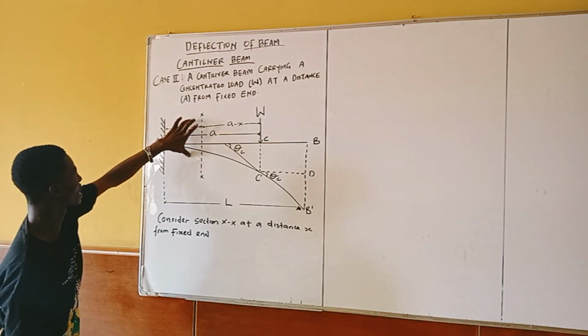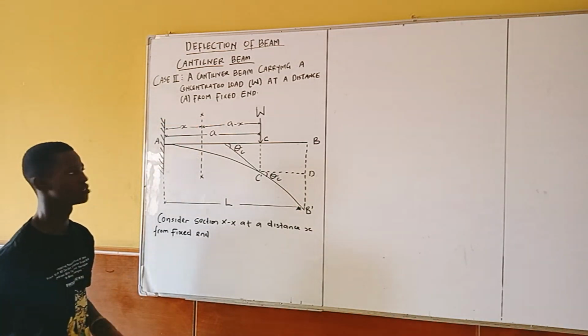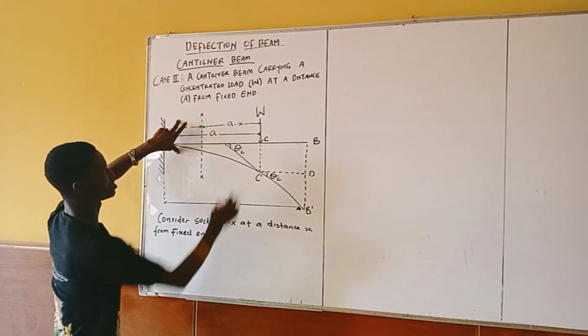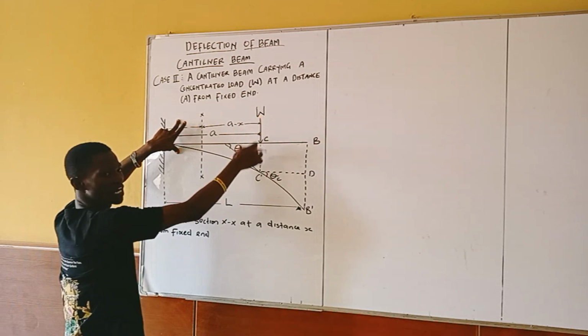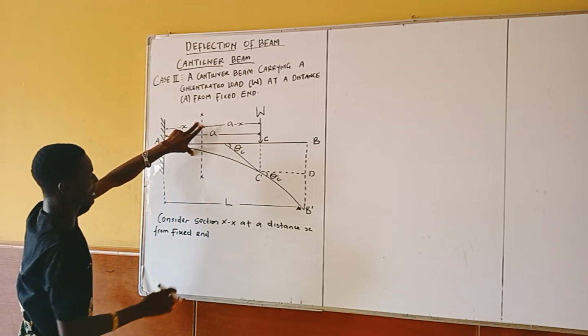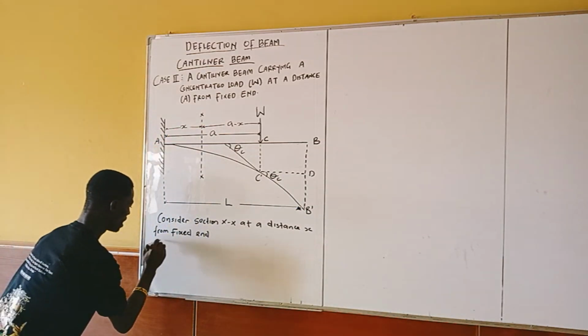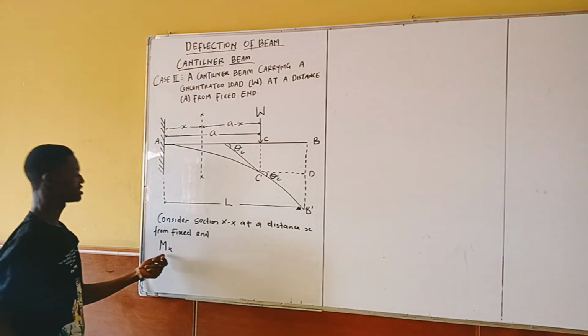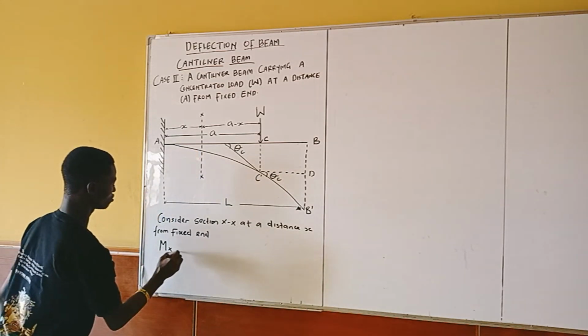At this fixed end part, there is no force here. So the force that is placed on this beam is W, which is acting at point C. So for my moment at this section XX, I'm going to have Mx, the moment at section XX, equals to what?